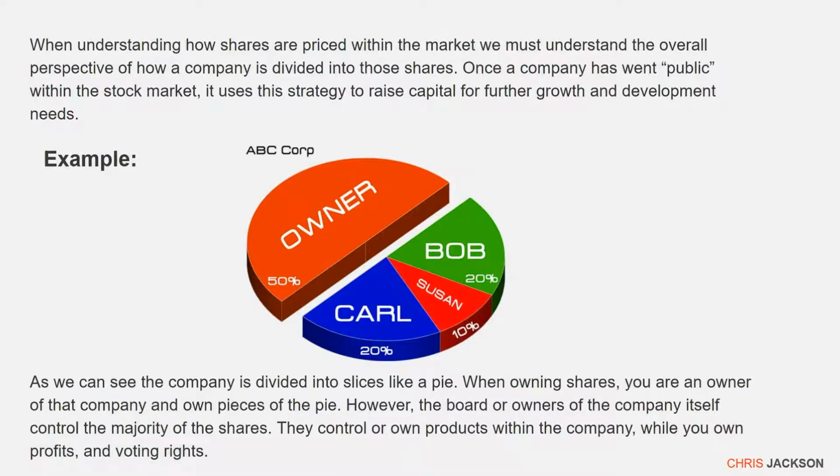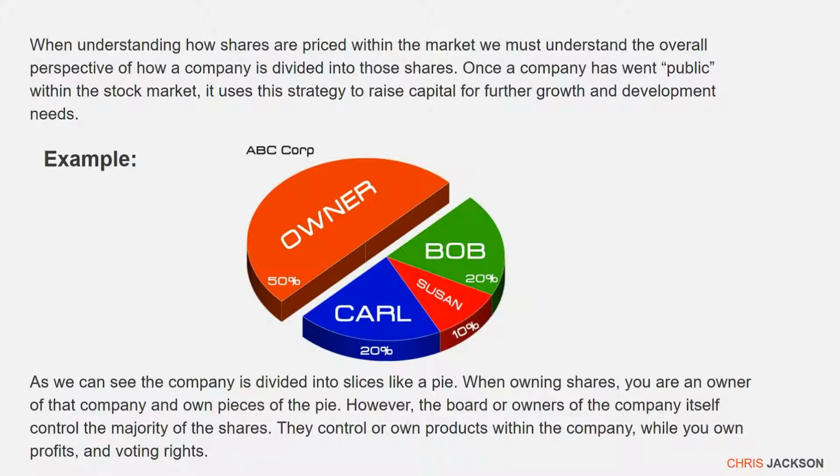First off, when understanding how shares are priced within the market, we must understand how a company is divided into shares. Once a company has gone public, it uses this strategy to raise capital for further growth and development needs. We're going to take a look at ABC Corporation and see how it's broken down by the owner or board members, the majority stakeholders, and then how it's divided by you and I as the public, individual traders and institutions. As we can see, the company is divided into slices like a pie.